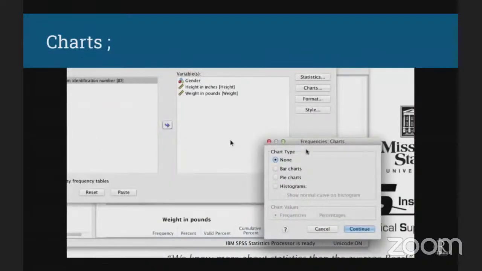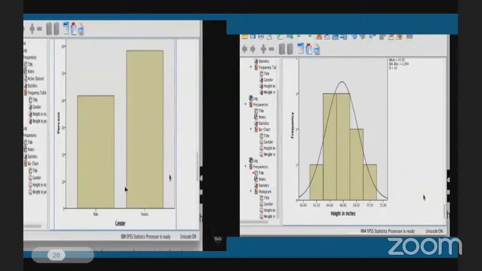Another thing we can do using SPSS is view our data in charts. So we're going to go to the same exact place where we did Analyze, Descriptive Statistics, Frequencies, and this table. Remember this table, guys? Then we're going to choose Charts. We have different charts: bar chart, pie chart, and histogram. This is how the chart looks. This is the bar. This is the histogram.